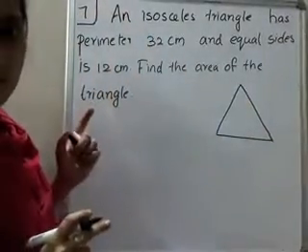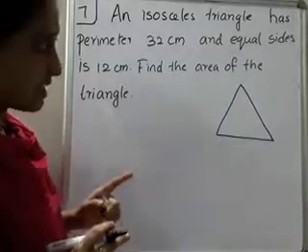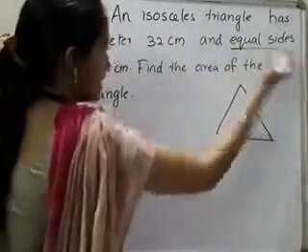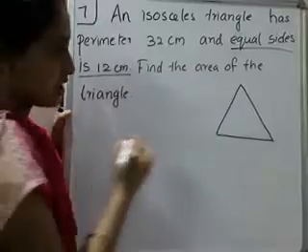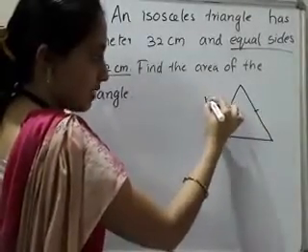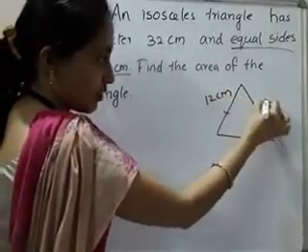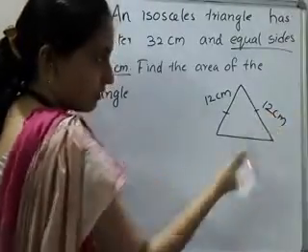What is the specialty of an isosceles triangle? Yes, two sides are equal. And the question says the equal sides are 12 cm. So two sides are equal, is it? So mark that as 12 cm. Here also mark as 12 cm.